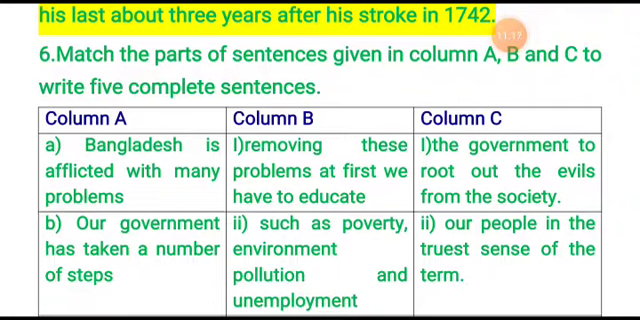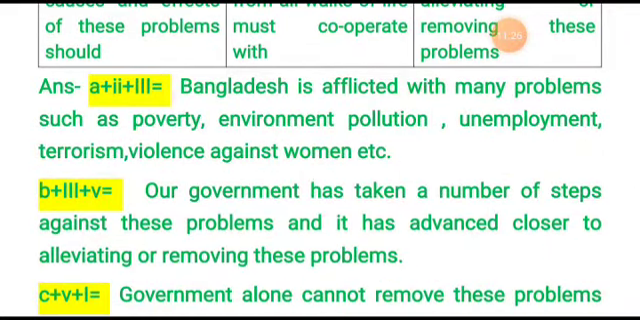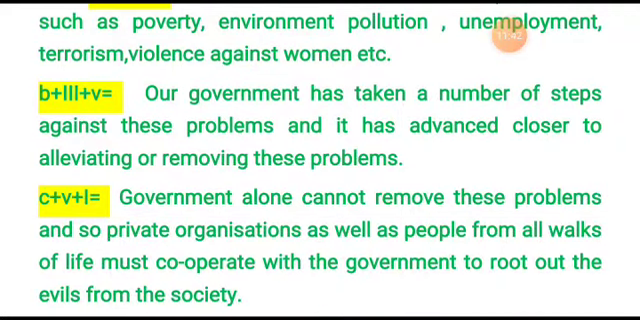Match the parts of sentences given in column A, B and C to write 5 complete sentences. A plus 2 plus 3. Bangladesh is afflicted with many problems such as poverty, environment pollution, unemployment, terrorism, violence against women, etc. B plus 3 plus 5. Our government has taken a number of steps against these problems and it has advanced closer to alleviating or removing these problems.